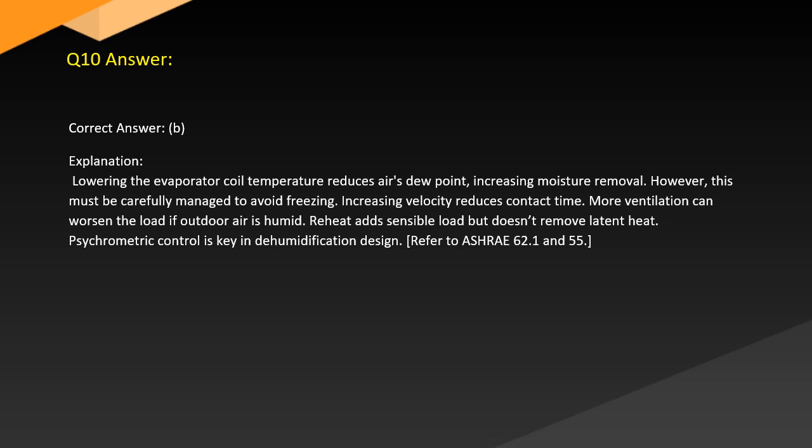Answer. Correct answer: B. Explanation. Lowering the evaporator coil temperature reduces the air's dew point, increasing moisture removal. However, this must be carefully managed to avoid freezing. Increasing velocity reduces contact time. More ventilation can worsen the load if outdoor air is humid. Reheat adds sensible load but doesn't remove latent heat. Psychrometric control is key in dehumidification design. Refer to ASHRAE 62.1.